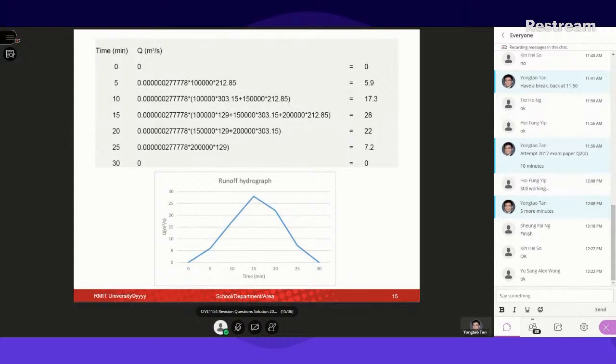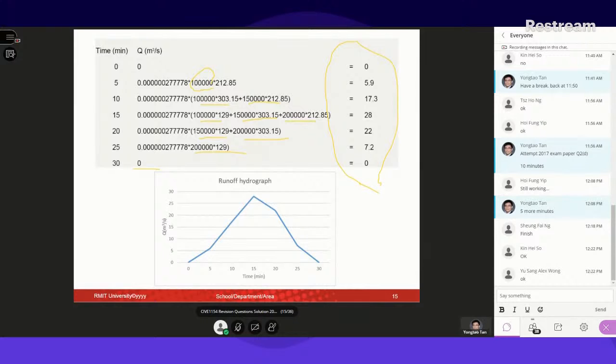Now you use the time area method to find out the contributing area. At time 5 minutes, only one area is contributing. At time 10 minutes, 2 areas. At time 15, 3 areas. At time 20, 2 areas contribute to the runoff. At time 25, only 1. At time 30, there is none. So finally, you can get the estimated runoff hydrograph of this question.